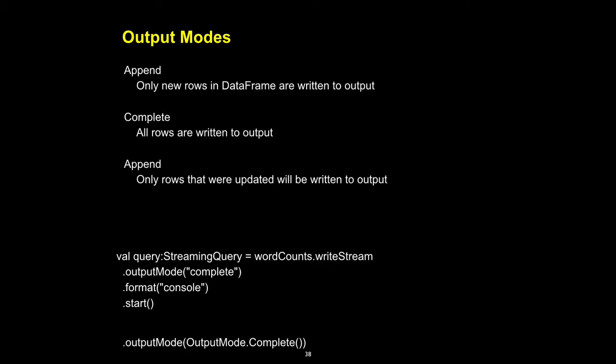So there is append. So only new rows are written out to output each time. And then there's update, which is only rows which are updated. The difference is there could be some new rows and some older rows which are updated.